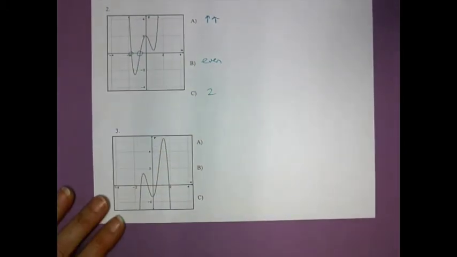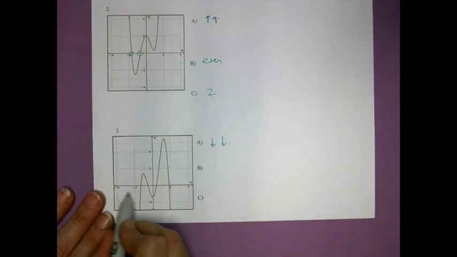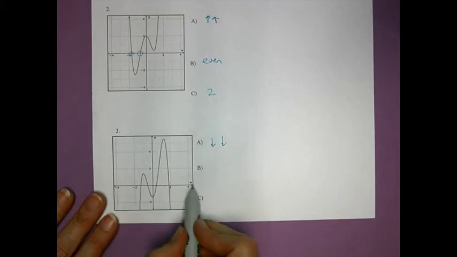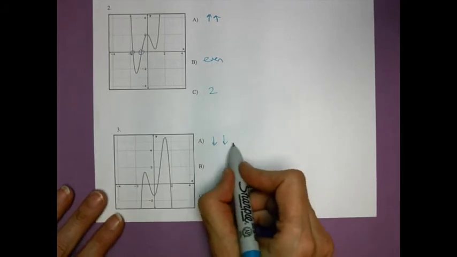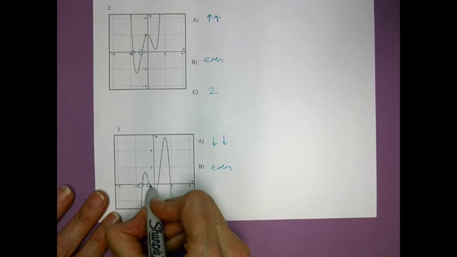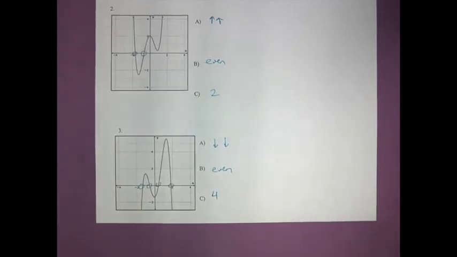And this last one, the end behavior is down, down, because that's on this side. As x gets more and more negative, y gets more and more negative. As x gets more and more positive, y gets more and more negative. Because those were the same, this would be an even function, and there were 1, 2, 3, 4 real zeros. And so they're just learning to look at the graph, use the vocabulary, and find what they see.